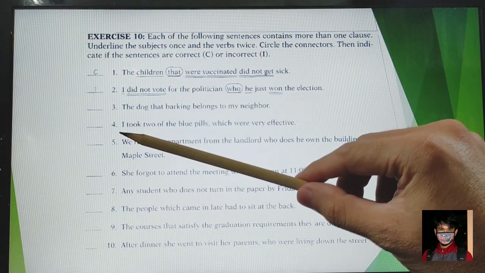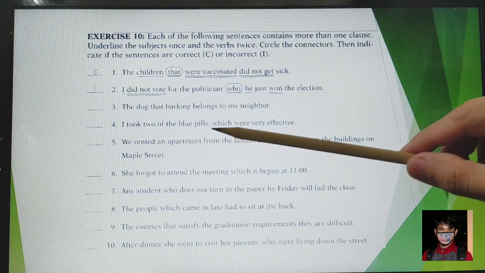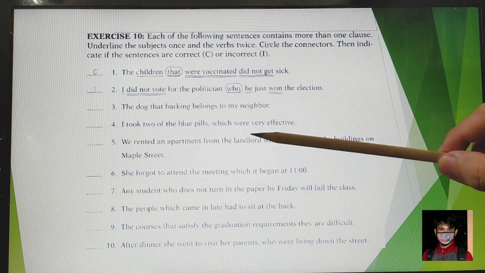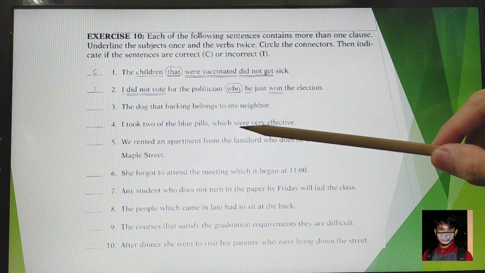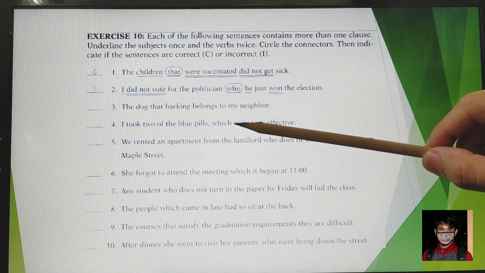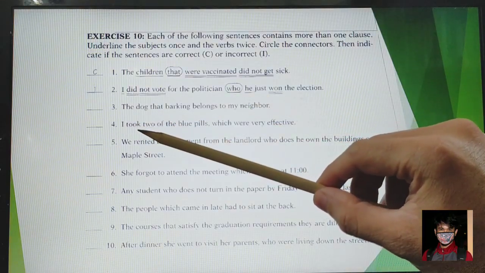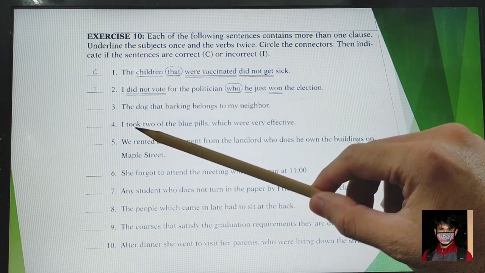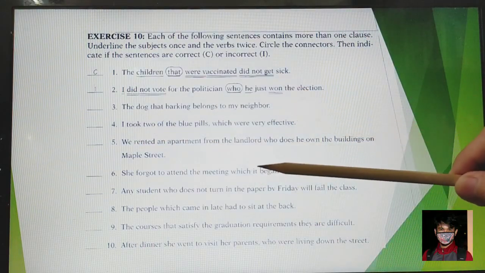Number 4, we have, I took 2 of the blue pills which were very effective. So we could identify that it is an adjective clause connector followed with the to be. But the question is, is it correct or incorrect? We have the subject here, we have the main verb here, the main subject and also the main verb. Yes, the sentence is correct.